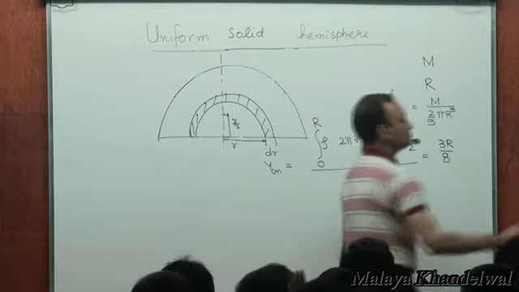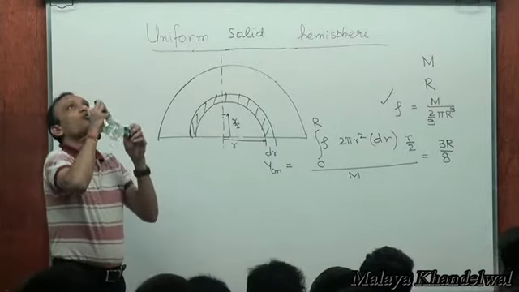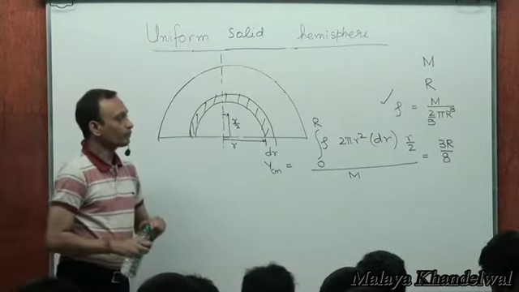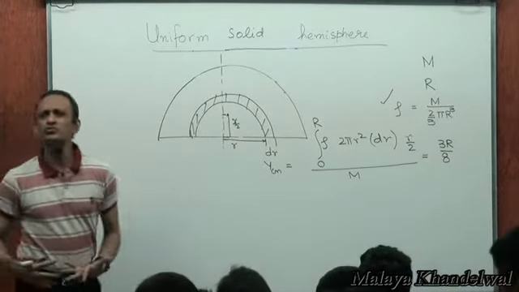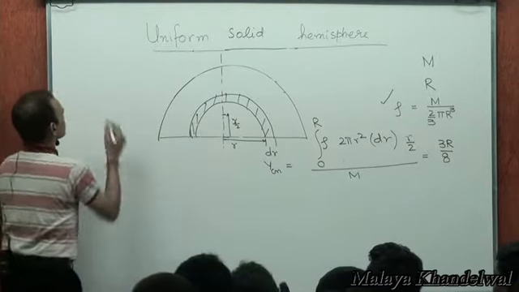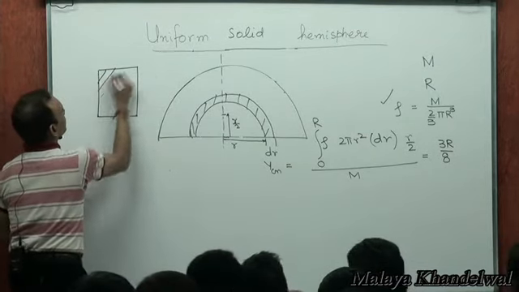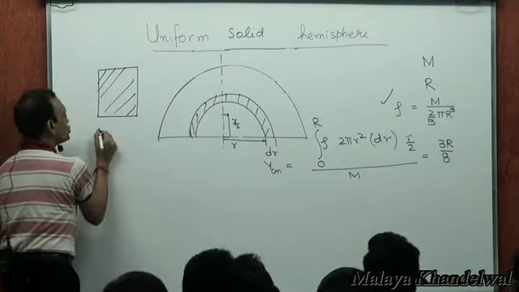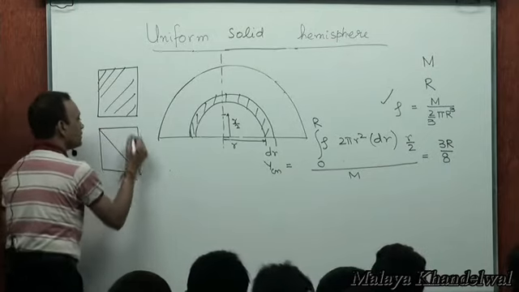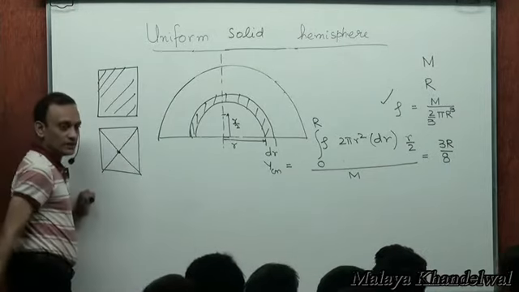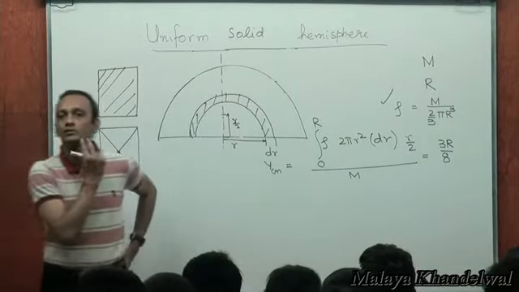Now, for symmetric entities, you don't have to see. For rectangular entities, if you have a uniform rectangular lamina, suppose this is a uniform rectangular lamina, then the center of mass of a uniform rectangular lamina would be at its geometrical center, which is the intersection of the diagonals. For a square or a rectangle, this is what it's going to be, right?